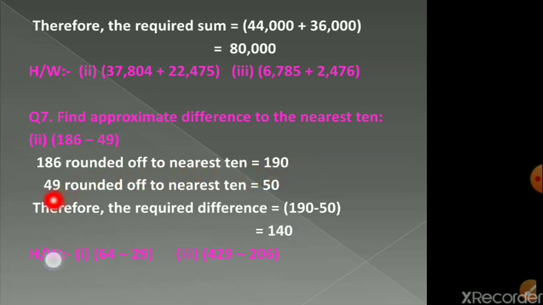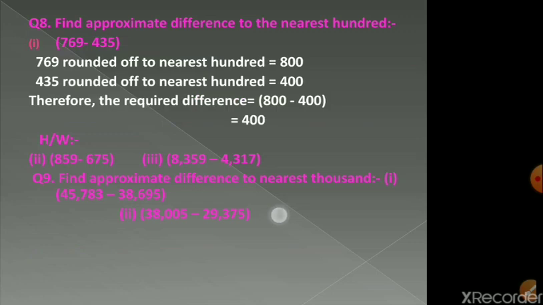And the next number is 49. Now again in the unit place we have 9, which is more than 5. So this number will become 50. Now the difference between these two, that is 190 minus 50, we will get 140 as the answer.